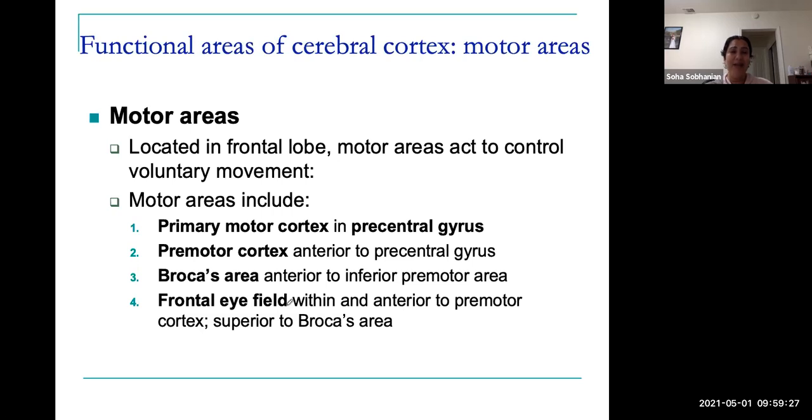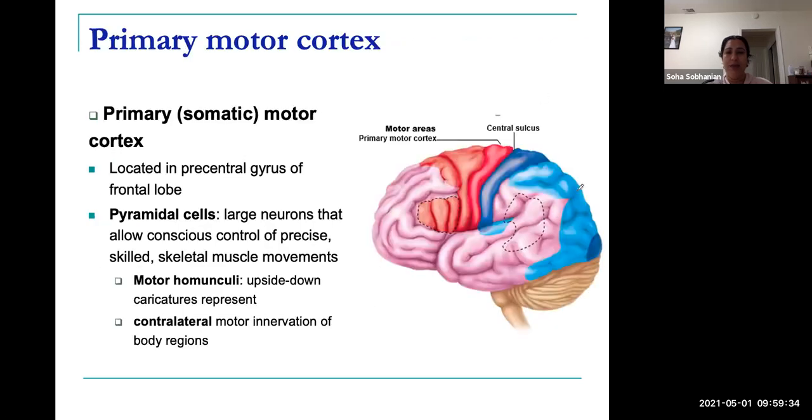Now, it itself has 4 major parts. I'm just going to show you on the picture because it's a little bit easier to describe. So here is your central sulcus line that separates the frontal and parietal lobe. So this line right here is the separation. So here is, again, the line right here that's separating the frontal lobe from the parietal lobe.